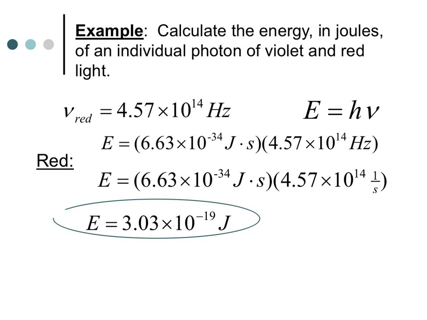So to get the units to cancel, you have to turn the hertz into the inverse seconds, and then the seconds will cancel, leaving you in joules. And then for the math, when you multiply, you should get 3.03 times 10 to the negative 19th joules.